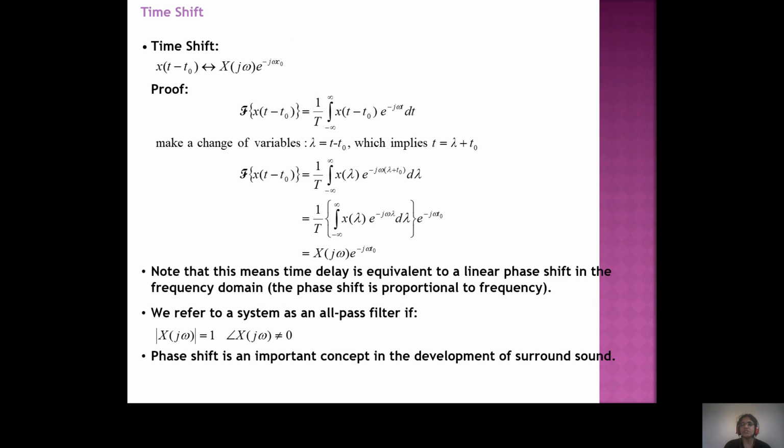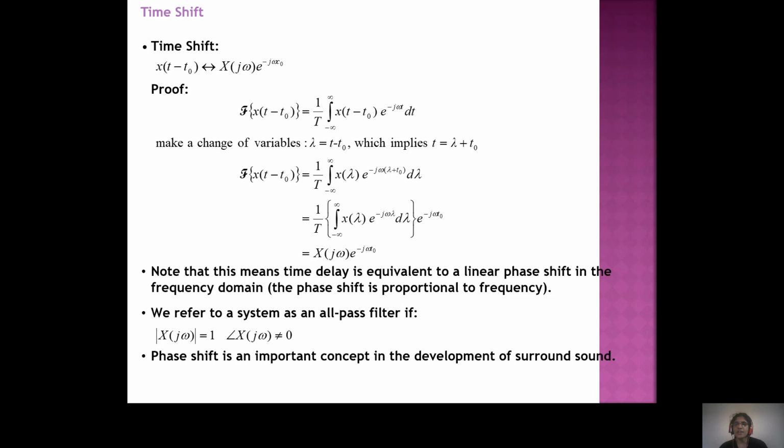Next one, time shifting property. What is the time shifting property? Under the time shifting property, you have to prove that Fourier of x(t minus t naught) is equal to X(j omega) e power minus j omega t naught. So how do you prove it? Fourier of x(t minus t naught) is equal to 1 by T integral from minus infinity to infinity of x(t minus t naught) e power minus j omega t dt. This is the formula.